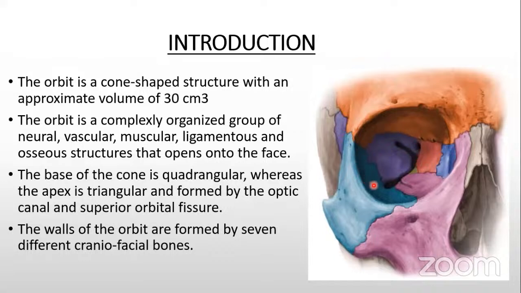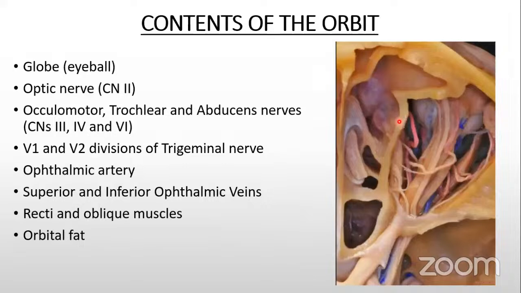The orbit is made up of 7 different bones, and we'll see in the subsequent slides what bones make up the walls of the orbit. The contents of the orbit, as I already said, it's a very complicated area, and a lot of structures fit in a very small space. We have the globe, several important cranial nerves, including the optic nerve, the extraocular muscles, and the nerves supplying the extraocular muscles, the ophthalmic artery and its branches, and the ophthalmic veins. It's a pretty busy area, and we'll be discussing all of this today.